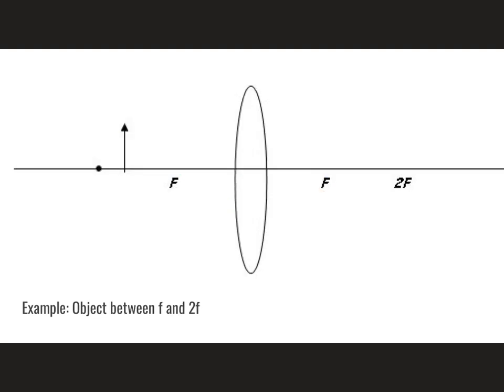Now here's another one where we move the object a little bit closer. Same idea, straight across the top, down through the focal point. And we can actually get away here with even just two lines. Finding out where they meet is good enough with two lines. We don't really need the third line. Where they meet, that's where we're going to draw in our image.